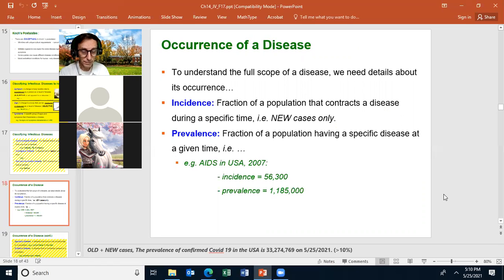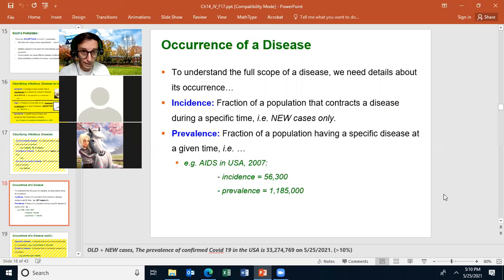Okay? And I meant to look up what the heck the new cases of COVID-19 were, because I don't know. And of course it changes with each day. But I think you know what I'm talking about. Prevalence, on the other hand, is a fraction of the population having a specific disease during a given time. So that would be the prevalence, both the old and the new cases.